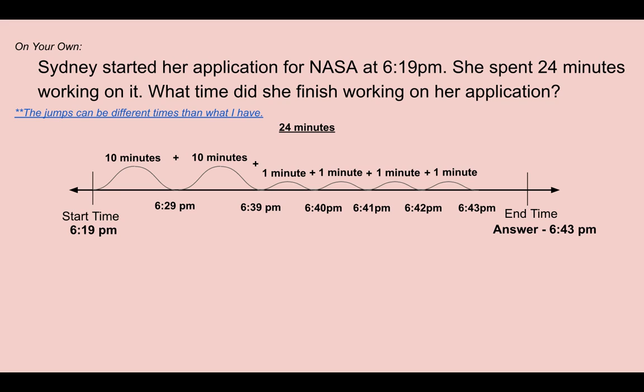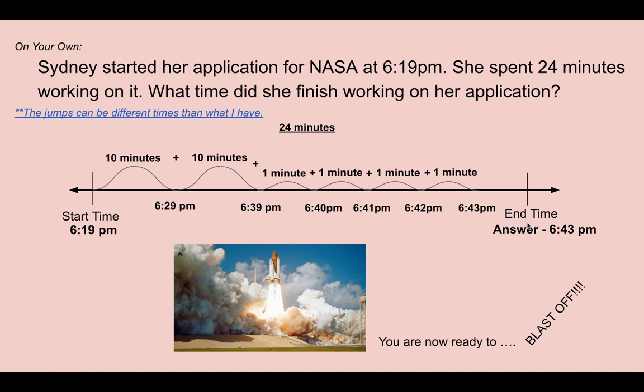Here's the answer to the problem. What time did she finish working on her application? The answer would be 6:43. Here's a sample of the way that you can solve it by making 2 10-minute jumps and then 4 1-minute jumps. That gets you 24 minutes. Remember, the jumps can be different times than what I have, but in the end, it should get you to 6:43. So I hope this was easy and you're ready to blast off.